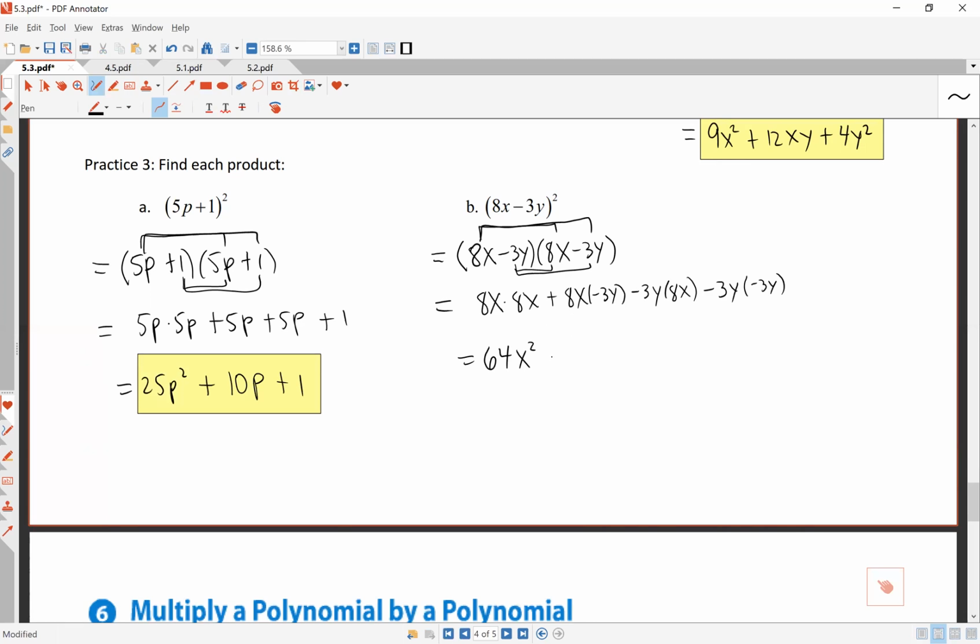8x times negative 3y is negative 24xy. Negative 3y times 8x is negative 24xy. Negative 3y times negative 3y is a positive 9y squared. So we get 64x squared. Negative 24 minus 24 is negative 48xy plus 9y squared.